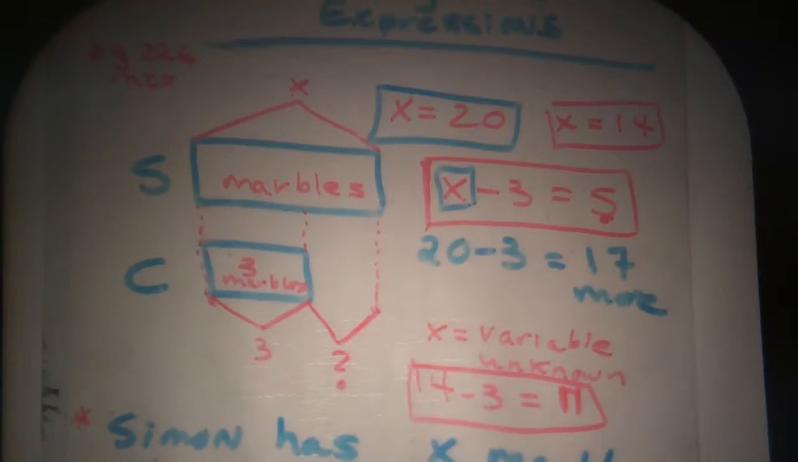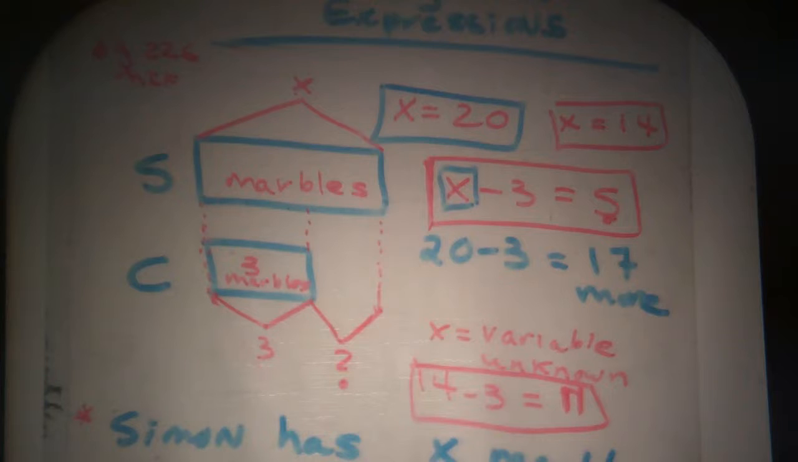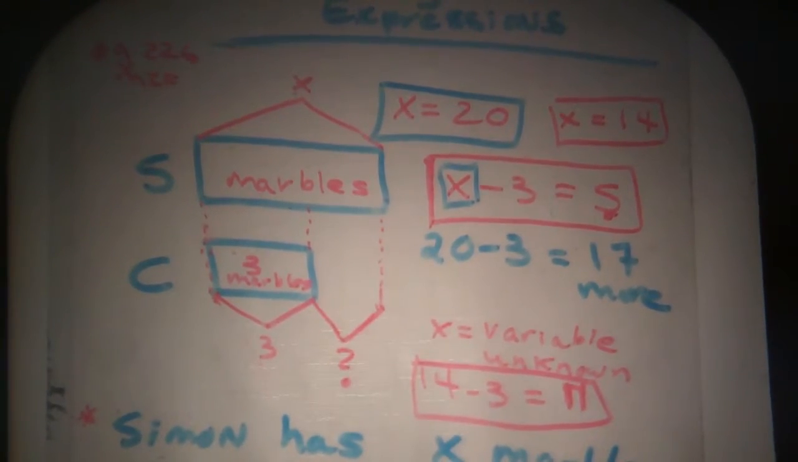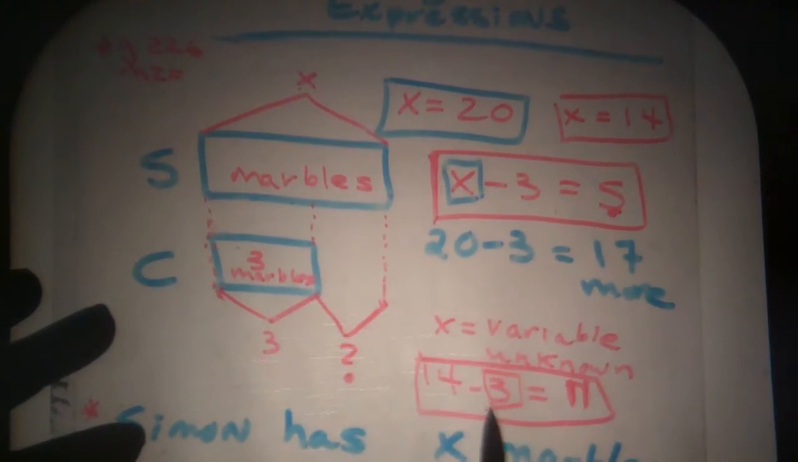Simon's going to be playing marbles. It's going to change how many marbles he has. Cindy, she doesn't play marbles. They just stay the same. That's our constant here. This is going to stay the same.